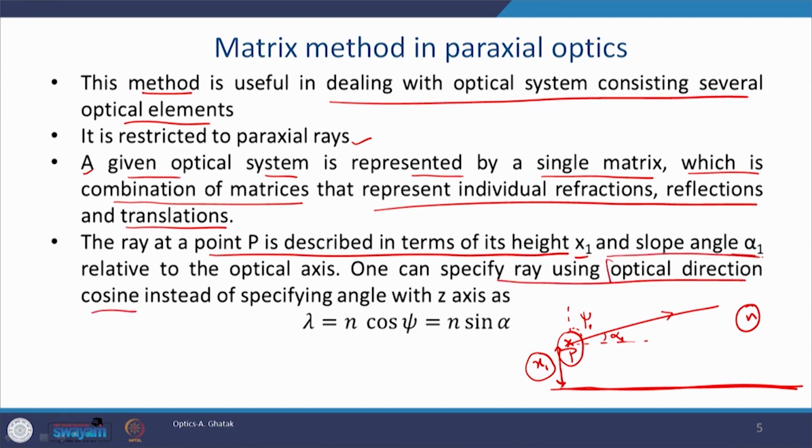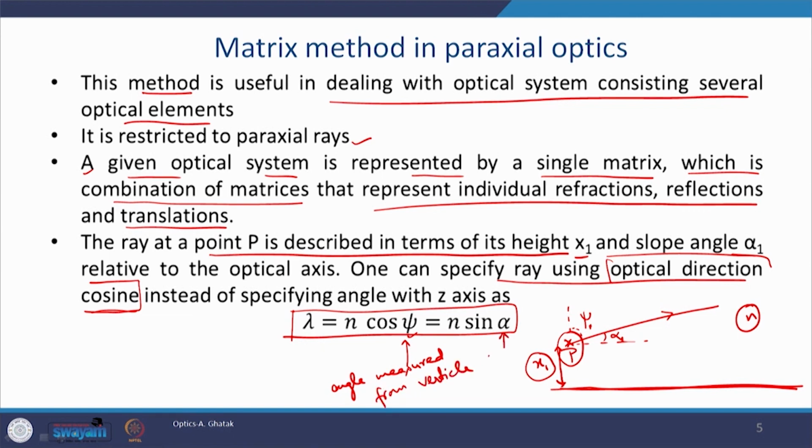Now, instead of using two parameters x1 and alpha 1, one can specify the ray using optical direction cosines. The word is optical direction cosines. Instead of specifying angle, we can use optical direction cosines. What is optical direction cosines and how is it defined? It is defined through this relation. Lambda is equal to n cos xi, which is again equal to n sin alpha. Xi is the angle from the vertical and alpha is the angle from the horizontal. This is the angle measured from vertical, and this is the angle measured from horizontal.